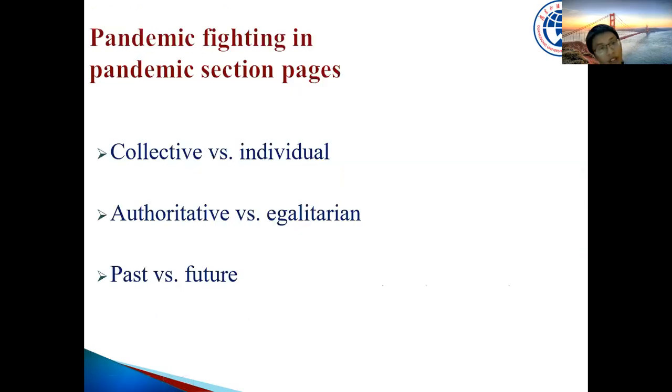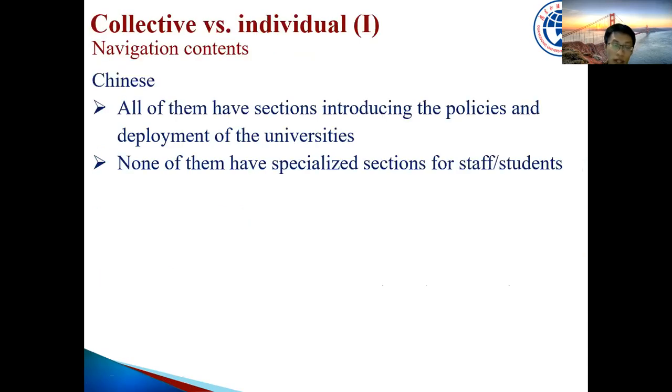Next, we will focus on the pandemic fighting in the pandemic section pages from 3 perspectives. The first one is collective versus individual. We first look at the navigation contents. The Chinese pandemic sections, all of them have sections introducing the policies and deployment of the universities, while none of them have specialized sections for staff and students.